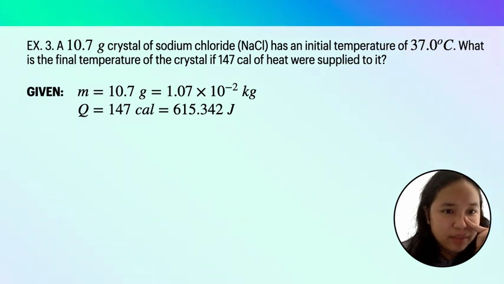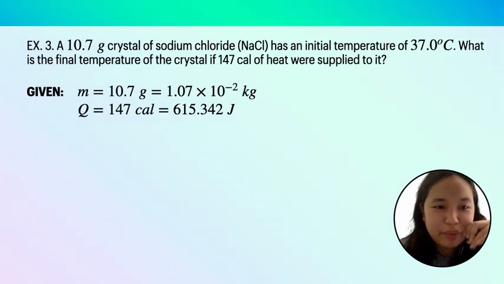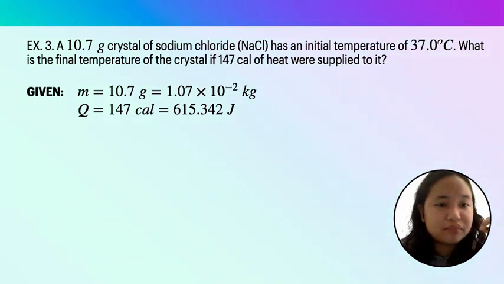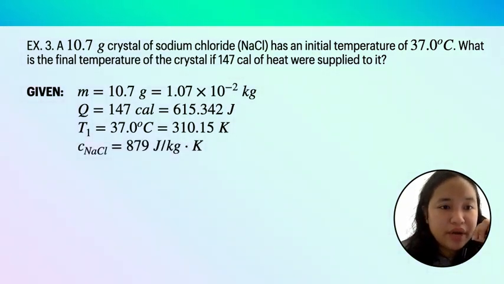We also have heat. We have 147 calories of heat. So we convert those 147 calories into joules, because the unit for heat needs to be in joules. If you go back to our previous slides, there are conversions there. Remember, you took note of those conversions. So 147 calories is equal to 615.342 joules. Then we also have the initial temperature, which is equal to 37.0 degrees Celsius, and if we convert that into Kelvin, we have 310.15 Kelvin. We also have the specific heat of salt, which is equal to 879 joules per kilogram Kelvin.